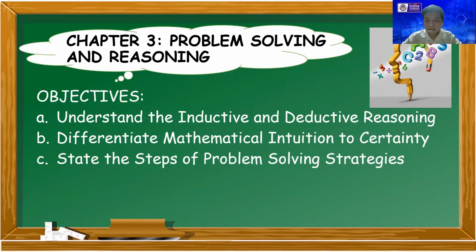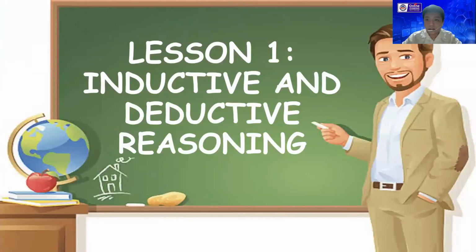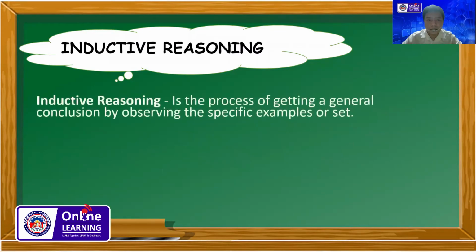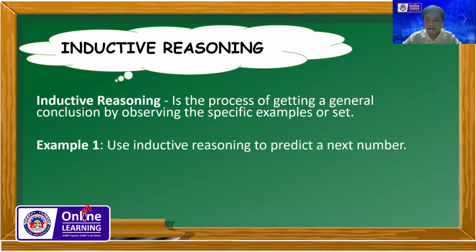So let us start now in the first lesson, or lesson 1, under this chapter 3. That is the inductive and deductive reasoning. Let us start with inductive reasoning. Inductive reasoning is the process of getting a general conclusion by observing specific examples or sets. Or simply, if we say inductive reasoning, we start from the specific conclusion going to the general conclusion.